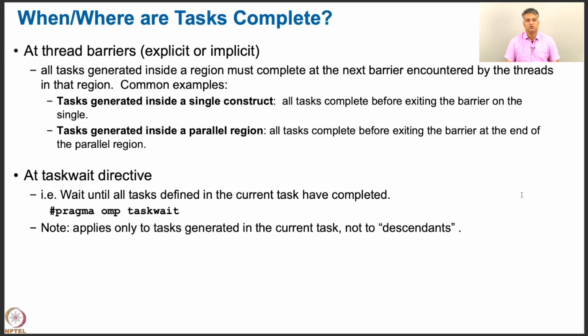So, what we can do is ask the threads to wait until all tasks defined in the current task have completed, using the pragma OMP taskwait. We have to note that this applies only to tasks generated in the current task and not to its descendants. What do we mean by descendants? Remember that tasks can generate further tasks, and those then become descendant tasks, and we apply taskwait only to the current level of tasks.